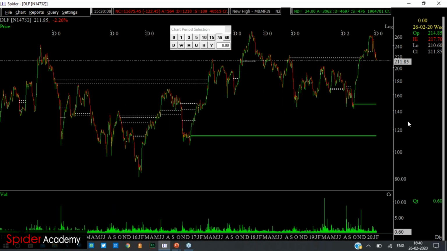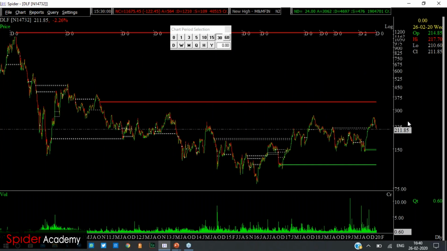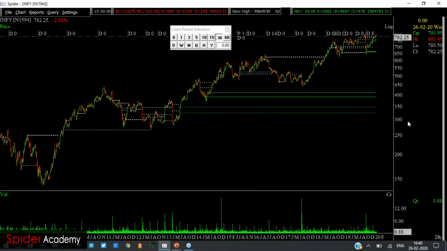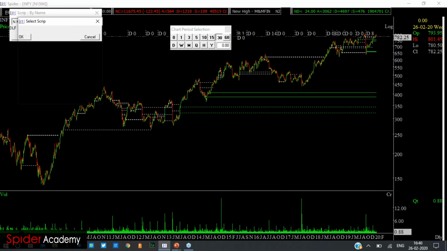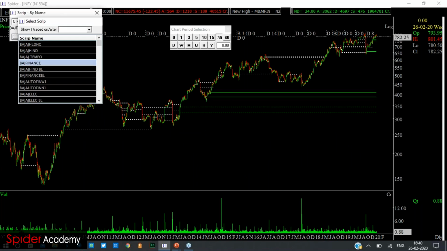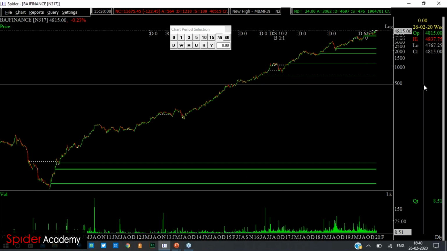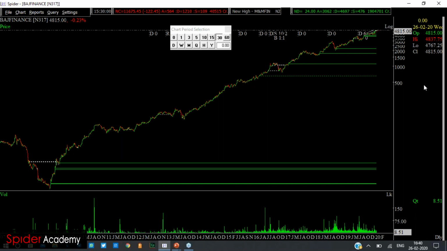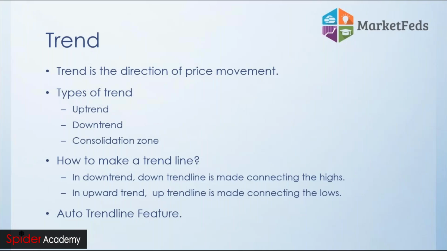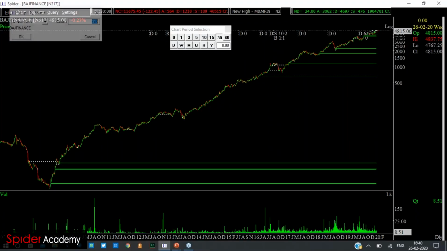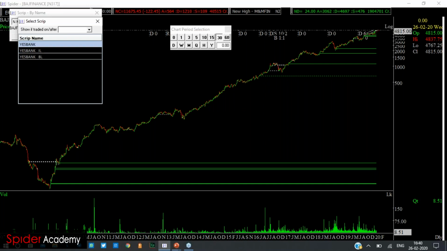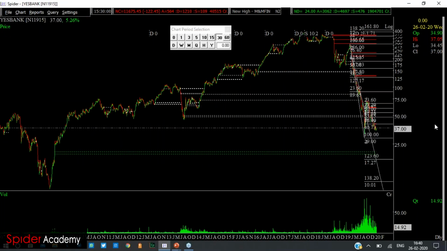Now, your uptrend is nothing but when your prices are moving up, right? Classic example, everybody's favorite, nothing better than Bajaj Finance. So this is your uptrend when your prices are moving up, making higher highs and higher lows. Then your downtrend is when your prices are moving downwards, right?